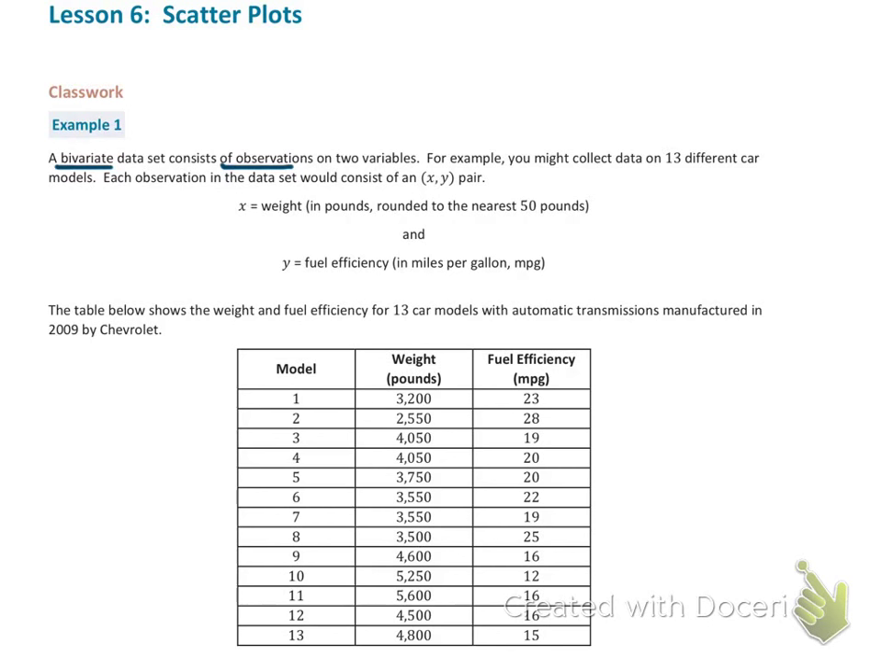Our Y variable will be the fuel efficiency measured in miles per gallon, and the weight is rounded to the nearest 50 pounds. Here's a table with the data. They all have automatic transmissions, and they're all manufactured by Chevrolet in 2009. A lot of the data that you'll be using in this lesson comes from a specific source, and sometimes it's cited. Okay, let's move on to the next question.